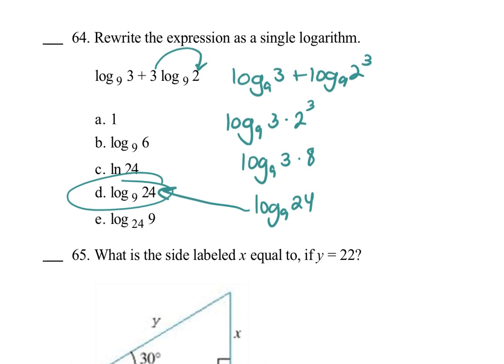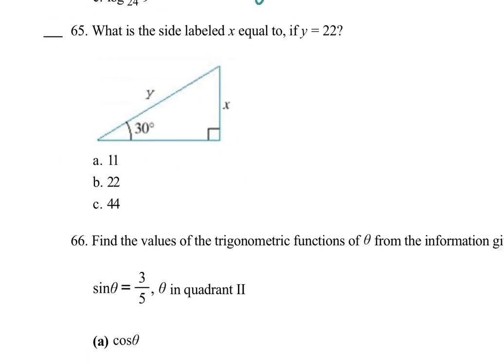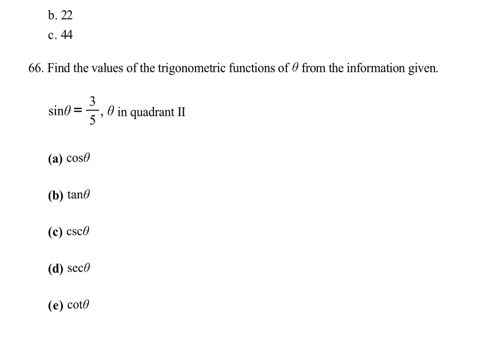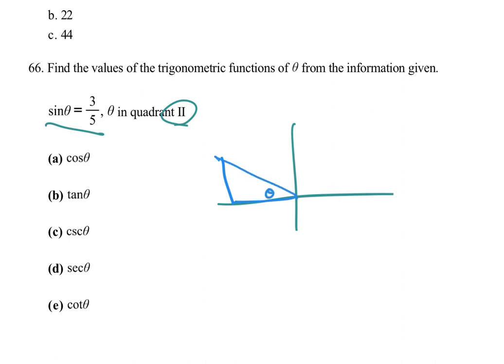Instead of 65, can you do 66? Yes. All right, 66 says find the trig values of theta from the given information. Sine is 3 over 5 and it's in quadrant 2. So to get the actual signs to make sense, I'm going to put it in quadrant 2, which means I'm moving left and I'm moving up. Theta always goes in that little corner from the x-axis up to the radius or the hypotenuse. Sine is opposite over hypotenuse. So 3 is opposite, 5 is hypotenuse.